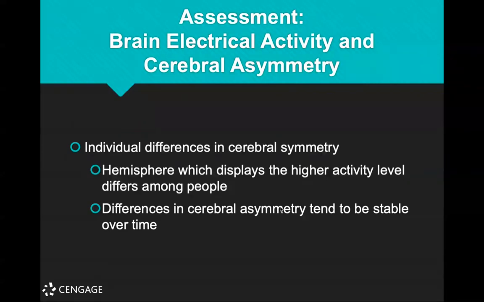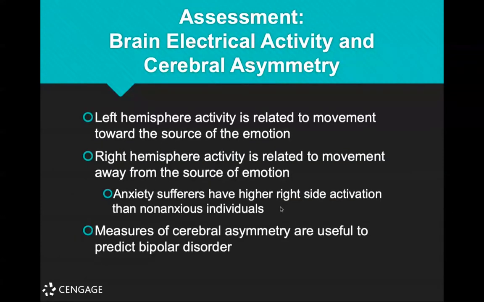There were also individual differences found in cerebral asymmetry. The hemisphere which displayed the higher activity level differed among people, okay? Differences in cerebral asymmetry tend to be stable over time. So it's not just the fact that they're in a positive or negative mood, but even in a consistent manner, these activity levels differed amongst people. Now you're seeing that consistent personality dimension coming through in understanding the electrical activities of the brain. What they found was that left hemisphere activity is related to movement towards the source of the emotion, and right hemisphere activity is related to movement away from the source of emotion.